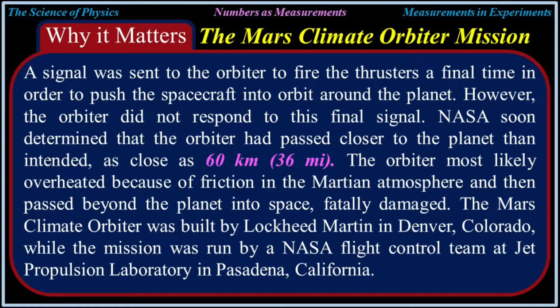The Mars Climate Orbiter was built by Lockheed Martin in Denver, Colorado, while the mission was run by the NASA flight control team at the Jet Propulsion Laboratory in Pasadena, California. So this is real. This was an amazing, monumental waste of money, time, effort, and precious resources that you can't get back. So it was a lesson for everyone.